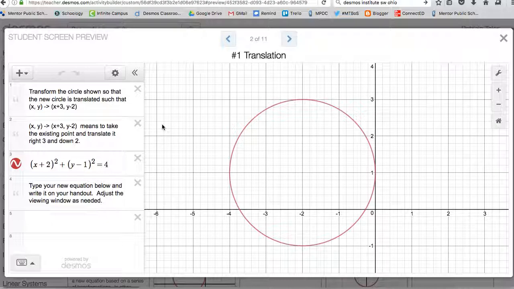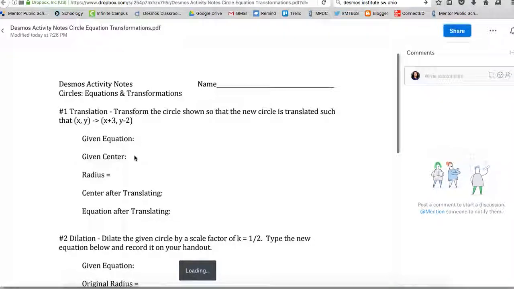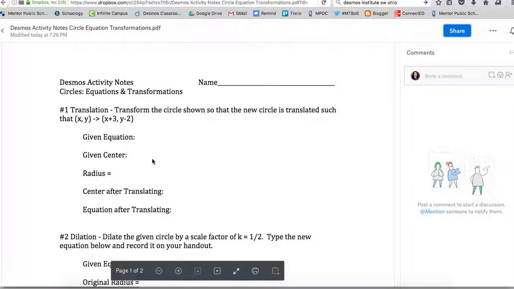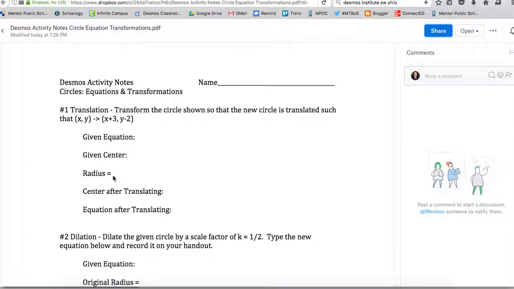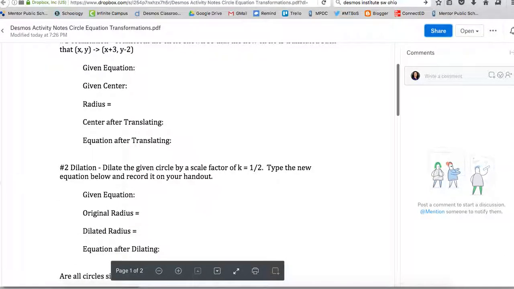So, for example, in this particular activity, a student is first given a circle and they are told to translate the circle and record some information. And what they actually end up seeing on their handout is a space for them to, for this slide, write down the given equation, the given center they can figure out from the graph or from the equation, depending on when in the unit you choose to use this, their radius, and then they write their new center after translating and their new equation after translating.